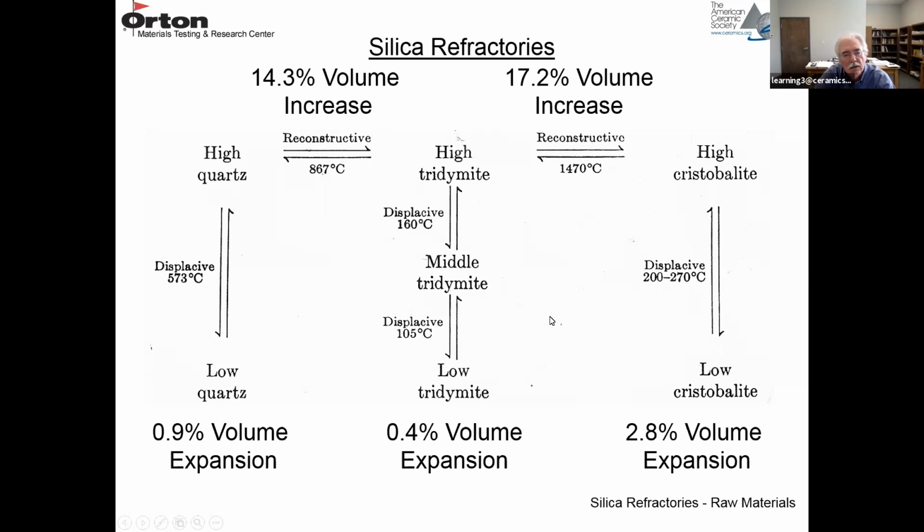So ideally, when you make a silica refractory, you want to start out with quartz, you want to transform it to high tridymite. You eliminate this volume change, you now have a stable material, and then this displacive transformation, 0.4%, is lower than this other one, 2.8%. But in reality, you get both high tridymite and high cristobalite.